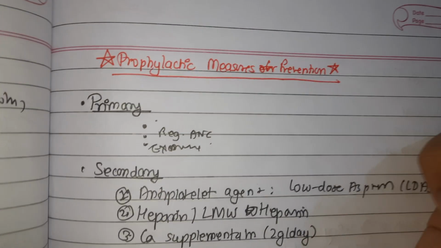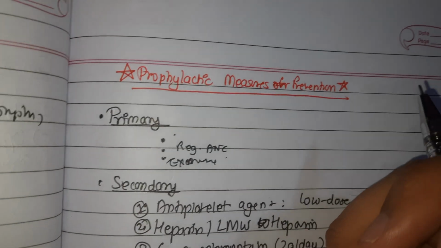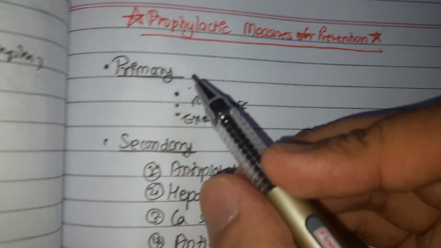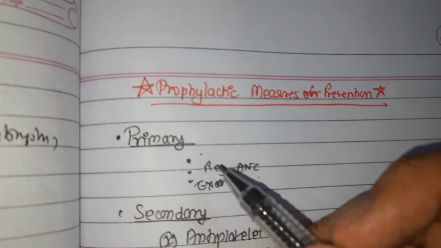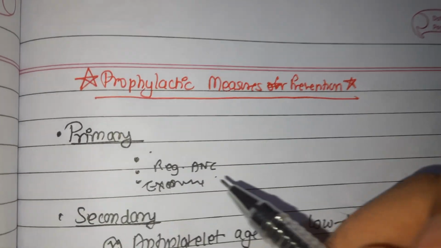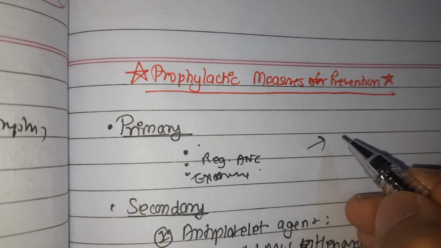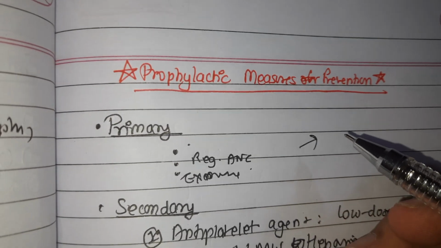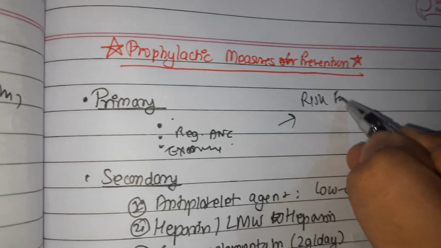Talking about management, what are the prophylactic measures we can take to prevent preeclampsia? Firstly, for primary prevention, we have to take care of the various risk factors, as we discussed in the previous video. We have to take care of risk factors like primigravida, young or elderly age, and first-time exposure to chorionic villi. So we will shortly revise the risk factors.